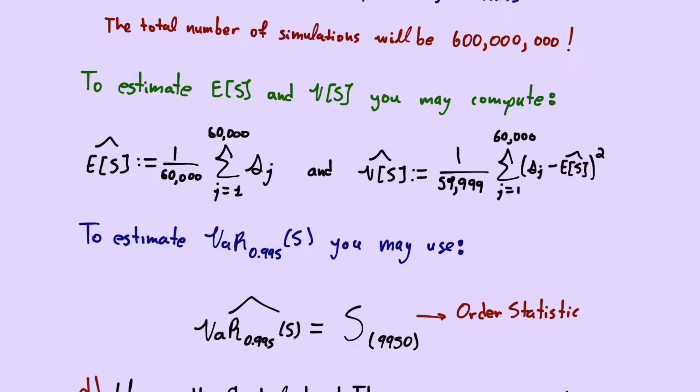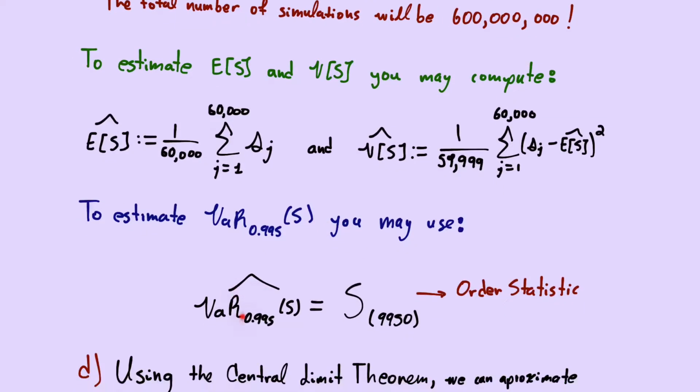And also, if you want to estimate the VaR at the level 0.995, you may use, for example, the order statistic of the S observations as an estimator.